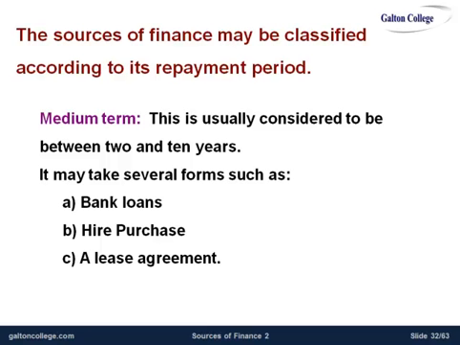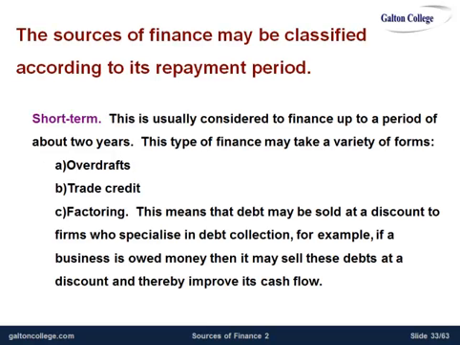So medium-term finance can be of those forms. Short-term, usually up to about 2 years. This type of finance may take various forms. We could have overdrafts. These are very expensive. You go to the bank and you have an overdraft, it's expensive. You pay a high rate of interest. But in the short term, it might be the best way to do it.